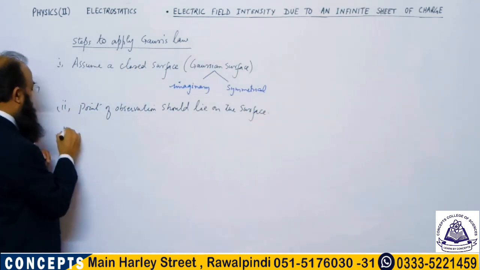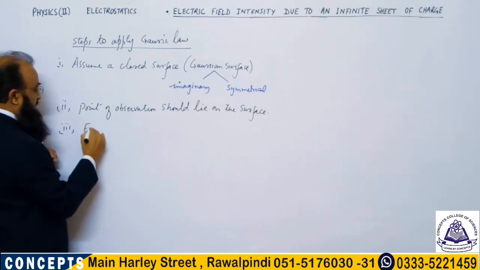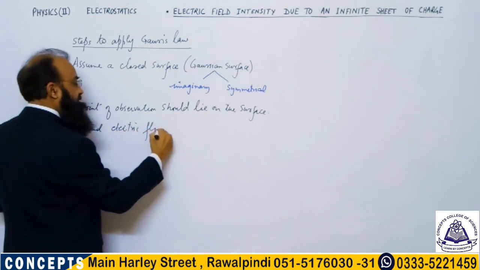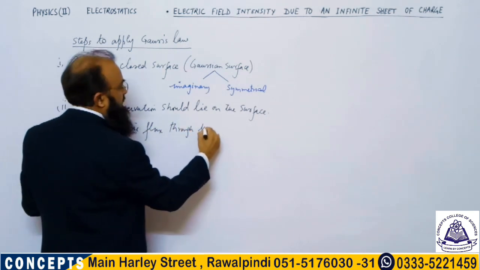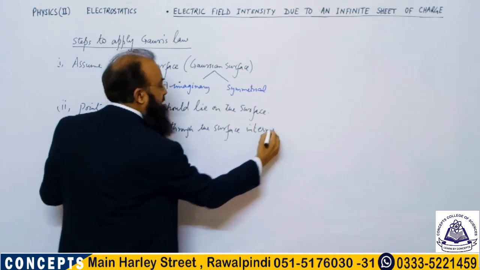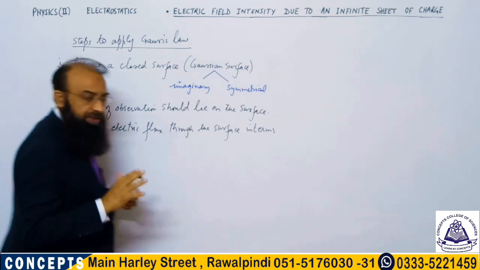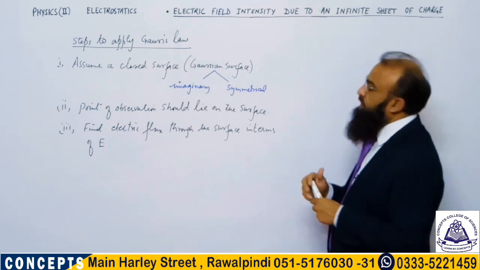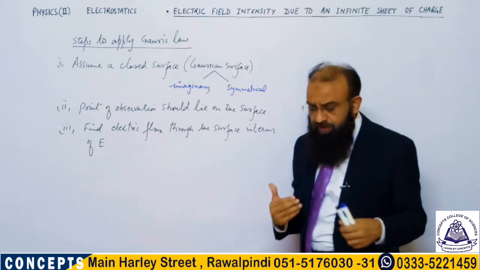And the third point is to find the electric flux through that closed surface in terms of E, the electric field. So these are the three points which we will be using for finding the electric field intensity due to an infinite sheet of charge.